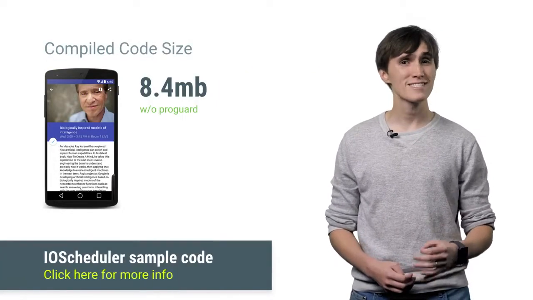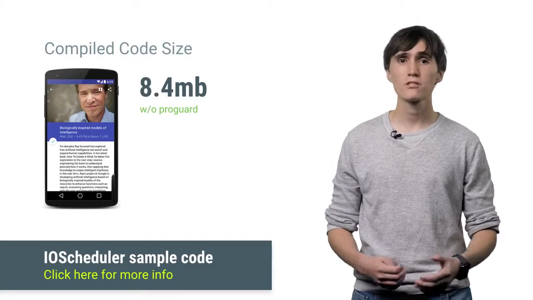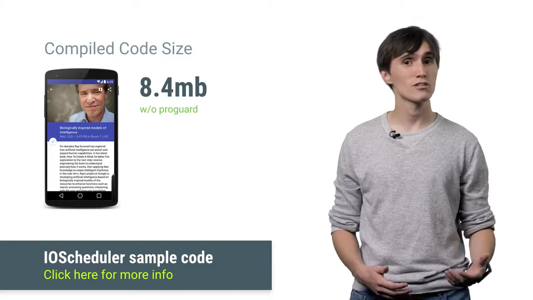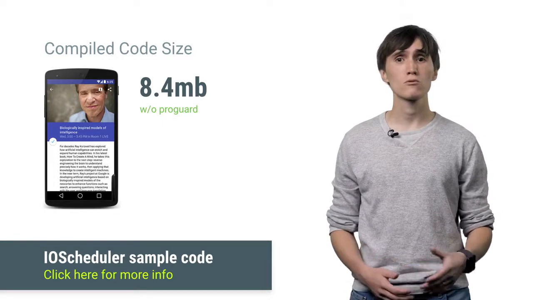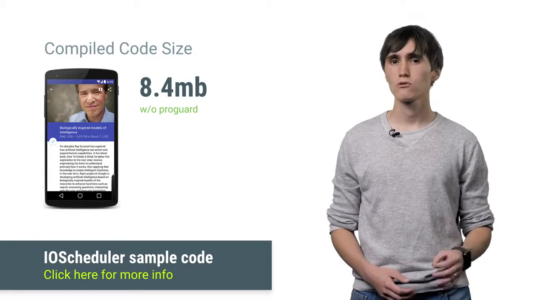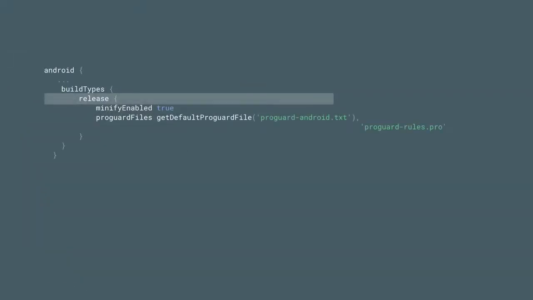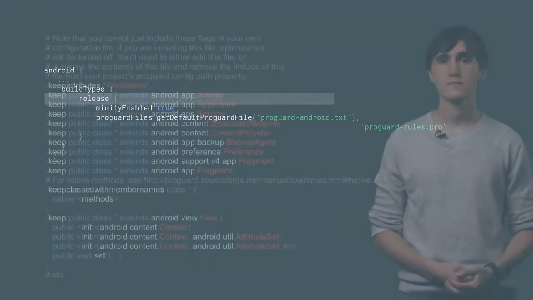And ProGuard is a seriously sweet tool. Take a look at the Google I/O 2015 app. It's a great app with a lot of functionality that uses a lot of shared libraries. When doing a release build without ProGuard's code shrinking, you end up with about 8.4 megabytes of code. With ProGuard on, just 4.1. And this is especially awesome because of how easy it is to set up this code shrinking. To turn on ProGuard's code shrinking, simply set minify enabled to true in your Gradle settings. Then when you build your app, it'll remove all the unused code for you.